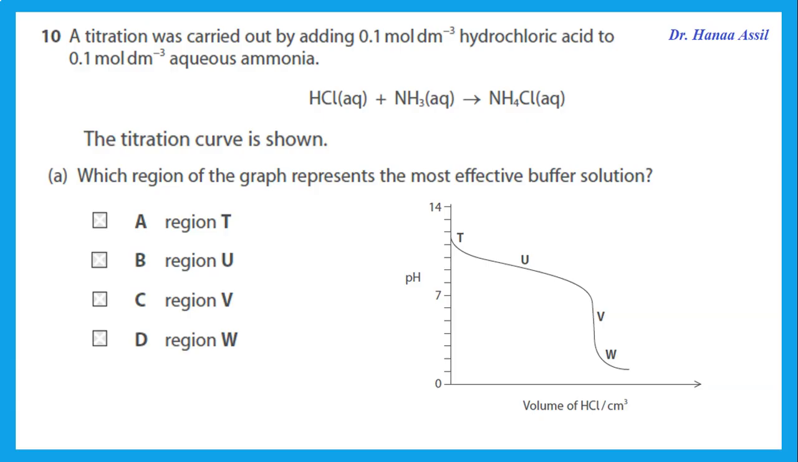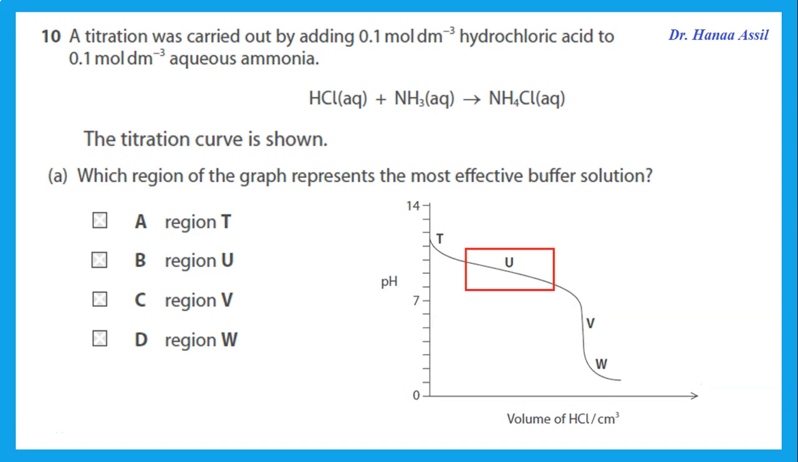It's a solution in which adding small amounts of HCl would not have a significant effect on the pH, or it would not change the pH a lot. So where is it that the pH is not changing a lot? That is in region U. So remember that in that region, that is where it can act as a buffer solution.